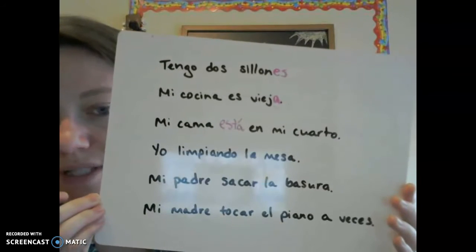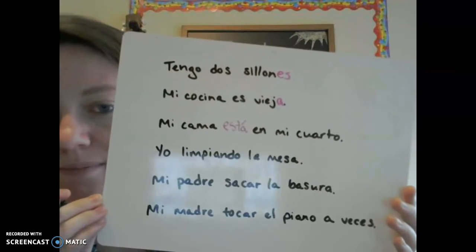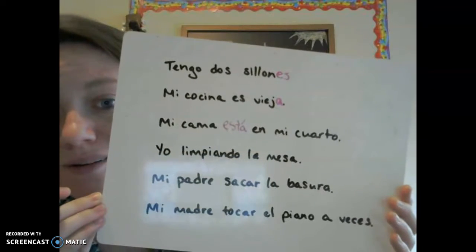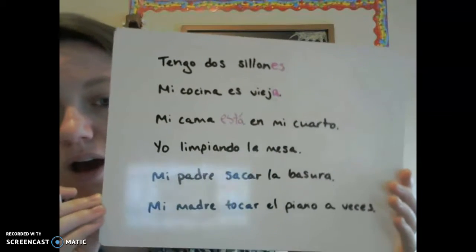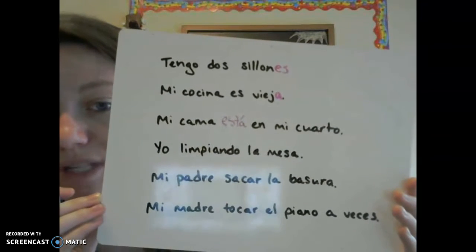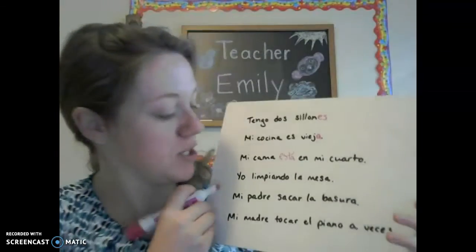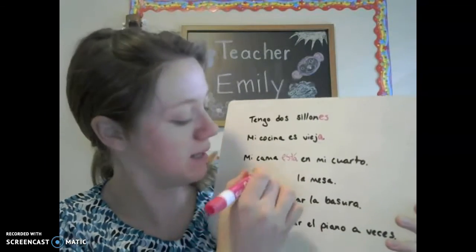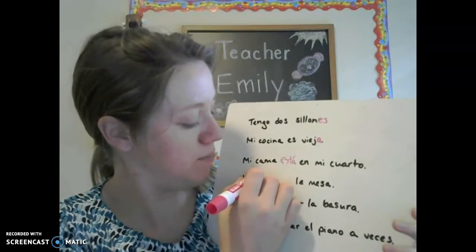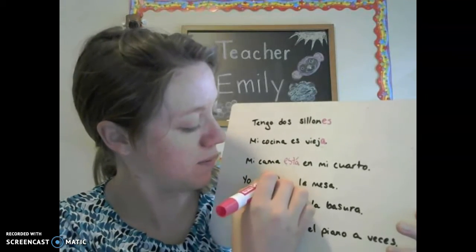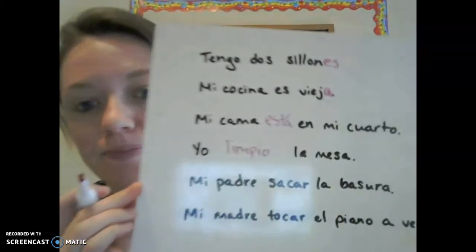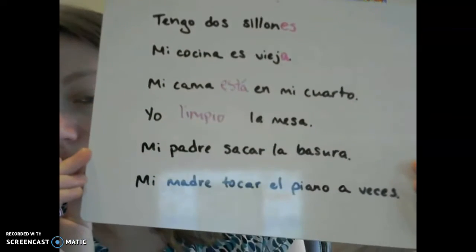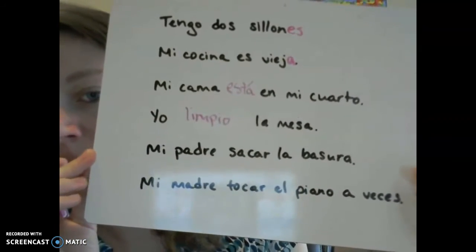Okay, yo limpiando la mesa. This is the present progressive form of the verb. It needs to go with estar if you're going to use it. Otherwise, so far we've just been using present tense. So I'm going to just change it to present tense. Yo limpiar is to clean. So I clean, yo limpio mi casa.